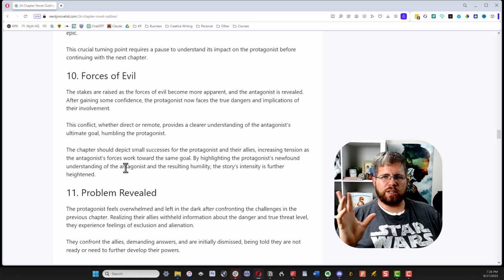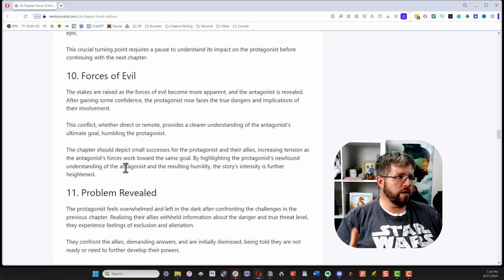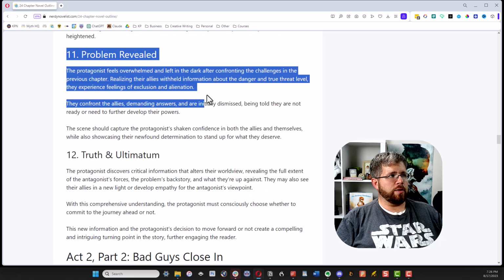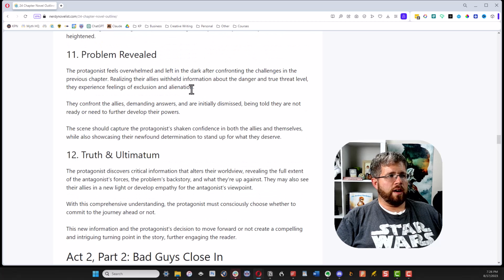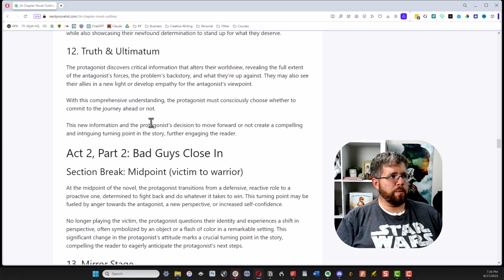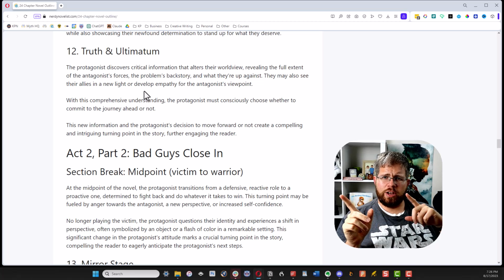And I'm trying to speak in abstract terms here because this isn't necessarily a person or a villain. It could be an inner force. It could be a force of nature, all kinds of things. But basically, the character becomes much more aware of the problem that they are facing, which leads to chapter 11, Problem Revealed, where at this point the character realizes that they're a bit over their head and they really don't know what to do next, which leads to chapter 12, right before the midpoint, where the protagonist uncovers some kind of information or truth that leads them to a crossroads where they can either continue or they can just stop doing what they're doing.